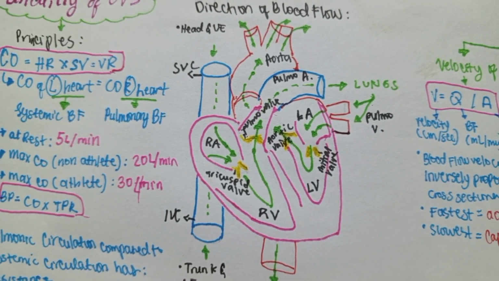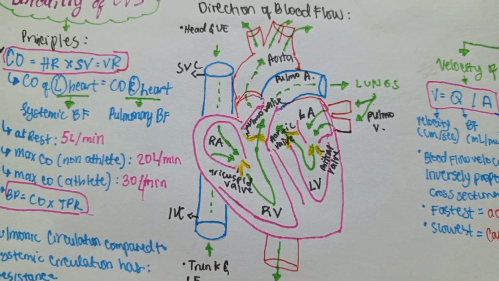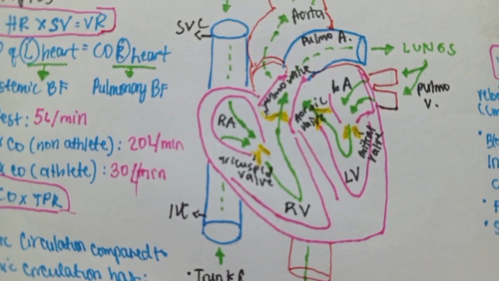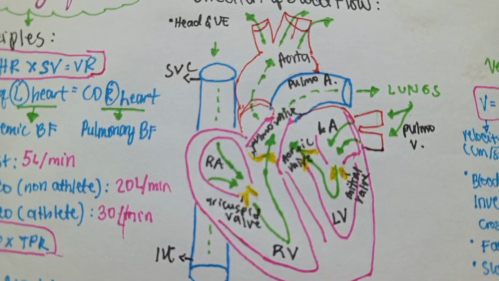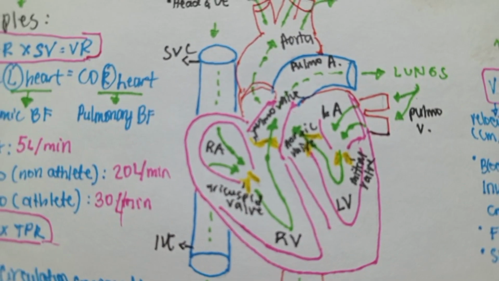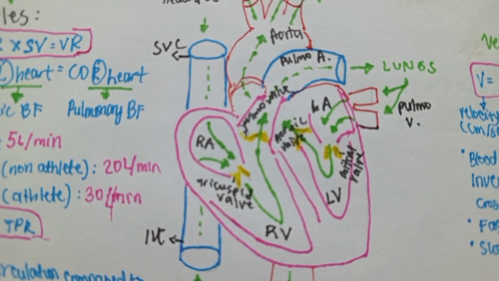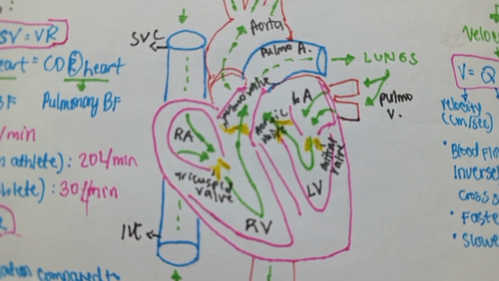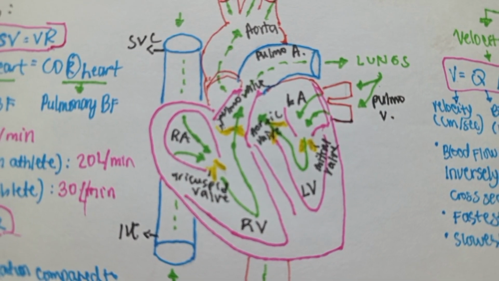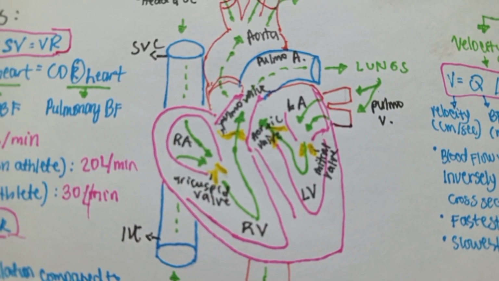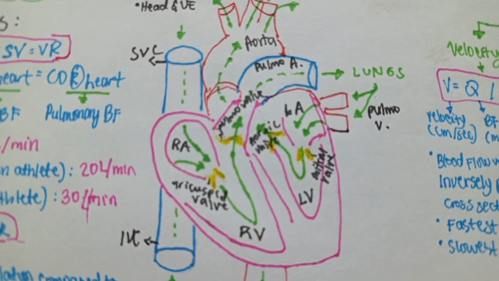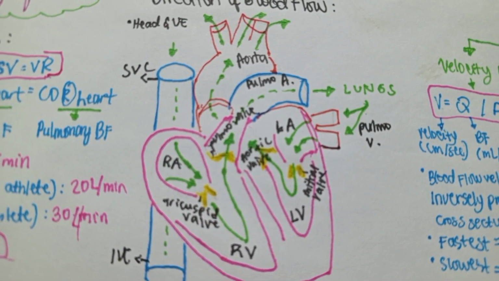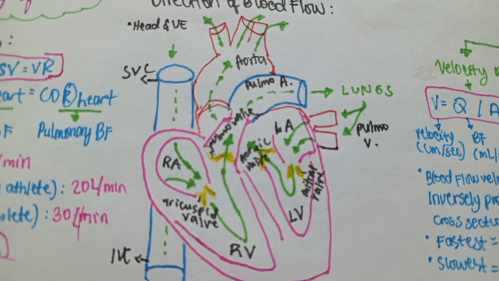So there will be deoxygenated blood from the tissues going through the superior vena cava or the inferior vena cava, and from the vena cava it will pass to the right atrium. So from the right atrium, the blood will pass through the tricuspid valve going to the right ventricle. And from the right ventricle, the blood will pass through the pulmonary valve going to the pulmonary artery. And from the pulmonary artery, the blood will now go to the lungs for oxygenation.